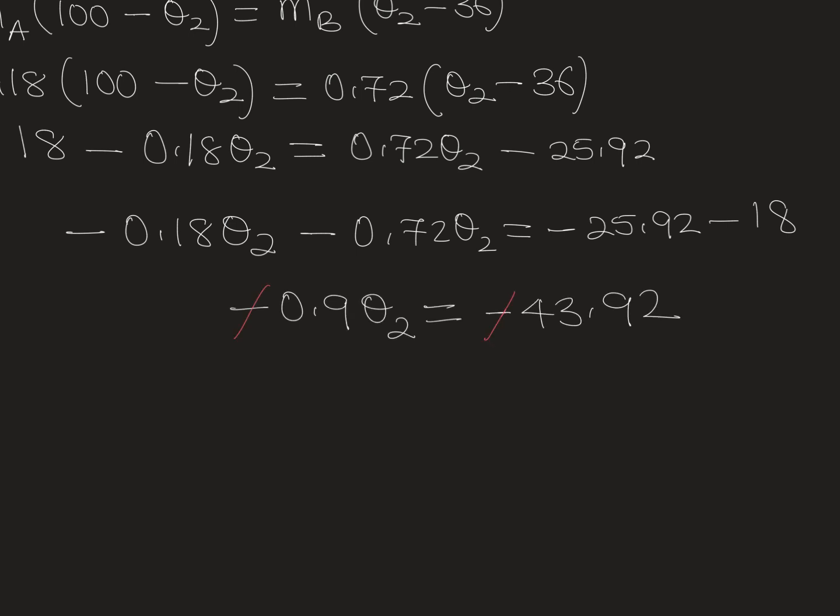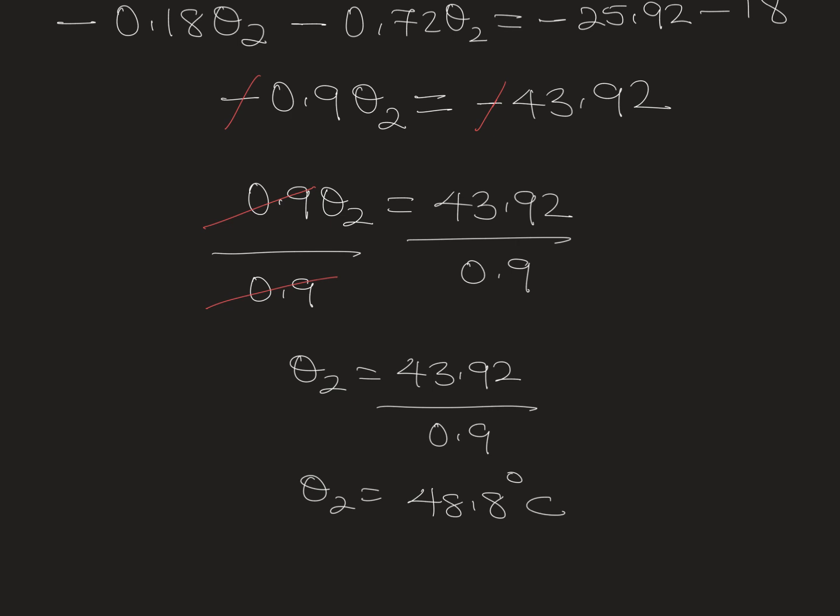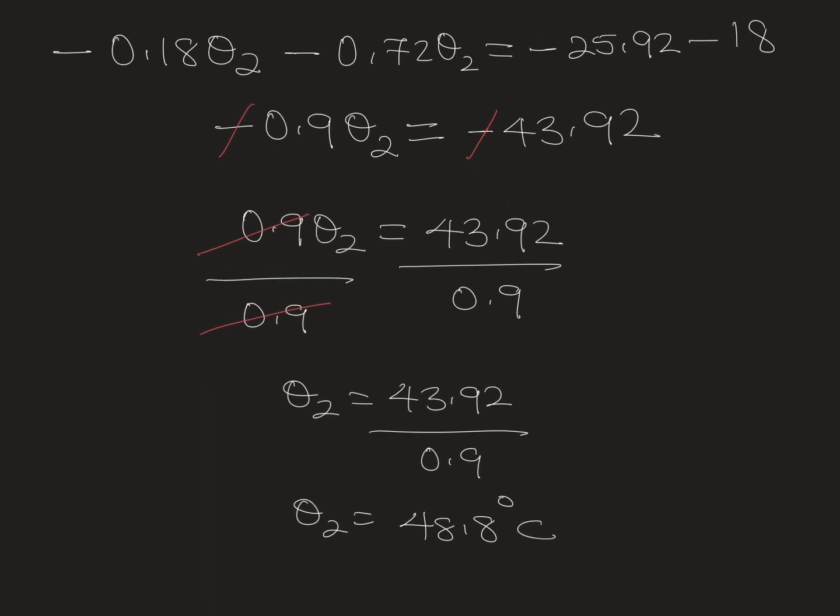So we're going to have 0.9 theta 2 is equal to 43.92. To find theta 2, we divide both sides by 0.9. 0.9 cancels 0.9. Theta 2 will be equal to 43.92 divided by 0.9, and that is 48.8 degrees Celsius. So that is the final temperature that is going to be attained. It is also called the equilibrium temperature. All right, 48.8.